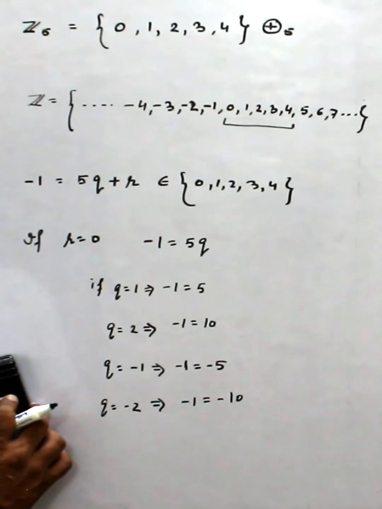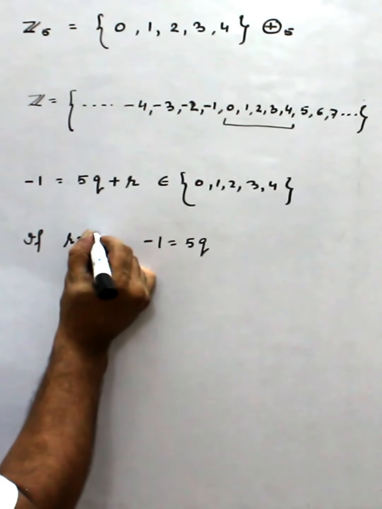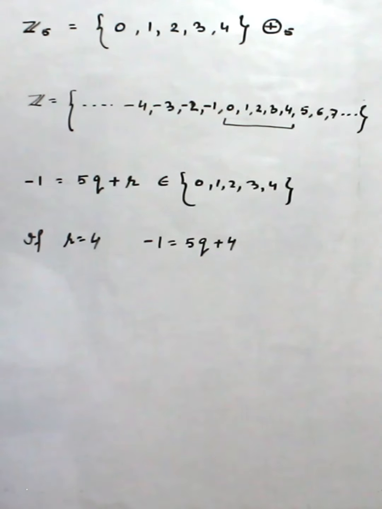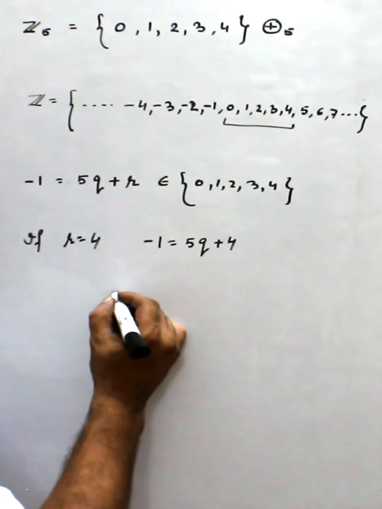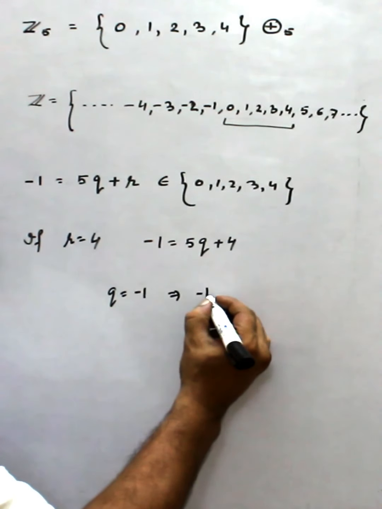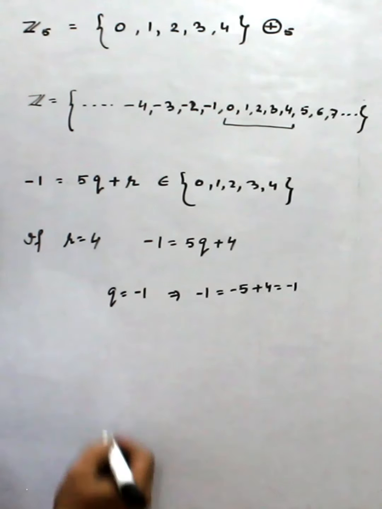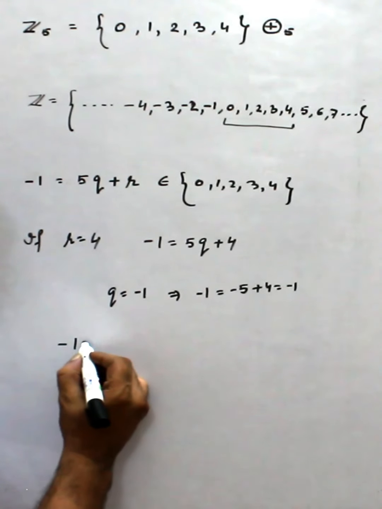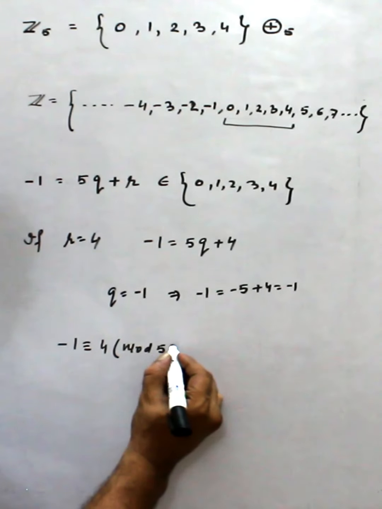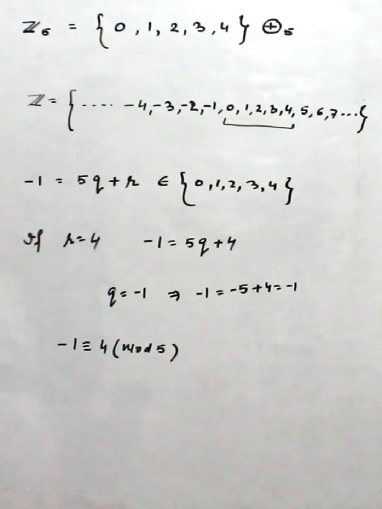That means what value do I take for r? If I take r equal to 4, then this equation becomes 4. And if I take q equal to -1, then I get -5 plus 4, this is -1. That means I can say -1 is congruent to 4 under modulo 5. That means each negative number can be found here, that is, congruent to some number.